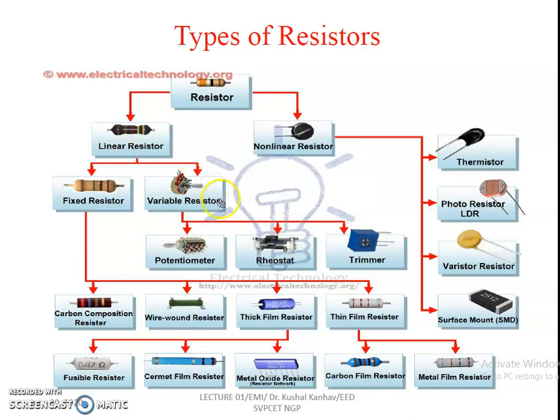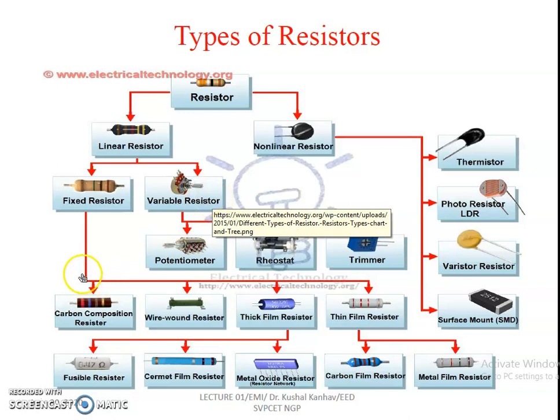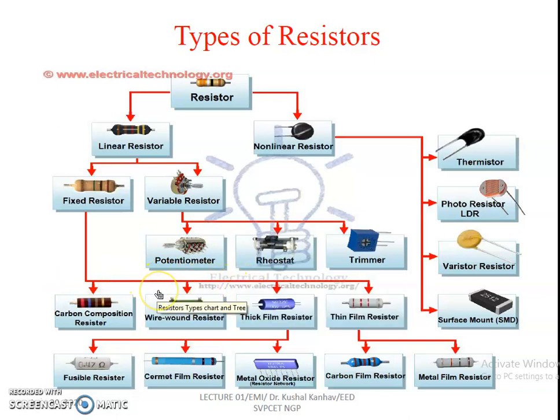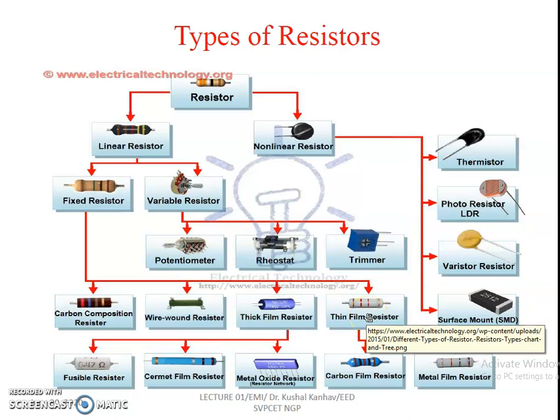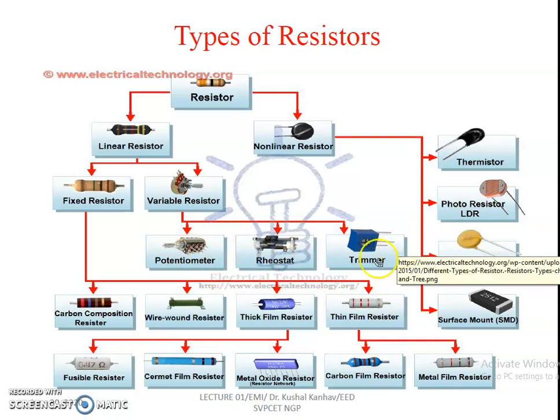So these linear resistors are further classified into two types: fixed resistor and variable resistor. Fixed resistor means it will not change the value, or there will be very small change, which is a negligible change. In the category of fixed resistors, there are carbon composition resistor, wire wound resistor, thick film resistor, and thin film resistor. Whereas variable resistors are classified as a potentiometer, rheostat, and trimmer. So these are the classification of linear resistor, fixed and variable.